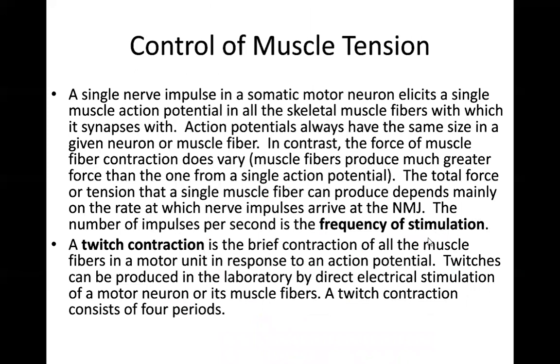The more often we send an action potential to a muscle fiber, the stronger its contraction will be. Okay. Now, a twitch contraction, what we're showing here on this page, is a brief contraction of all the muscle fibers in a motor unit in response to just one action potential. This is not something we do naturally, because naturally we send a bunch at once. We just don't always send them at high rates. Sometimes we send them at a low rate or frequency. So this has to be done in a lab setting with direct electrical stimulation, like hooking up an electrode to the muscle. There's other ways to do it, but that's really the best way, which can either be done on the neuron itself or the muscle fibers.